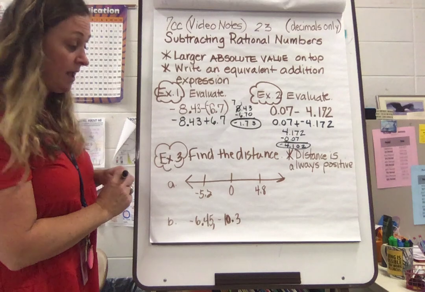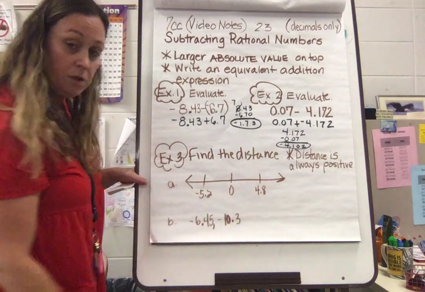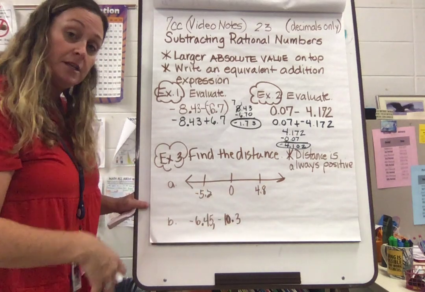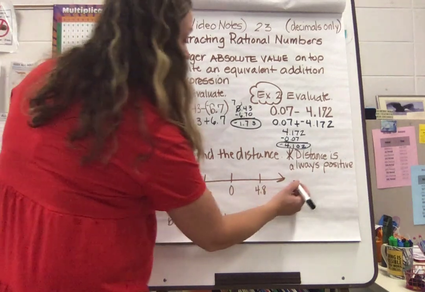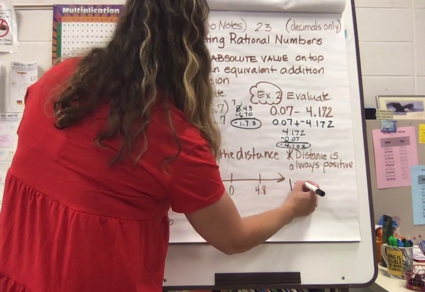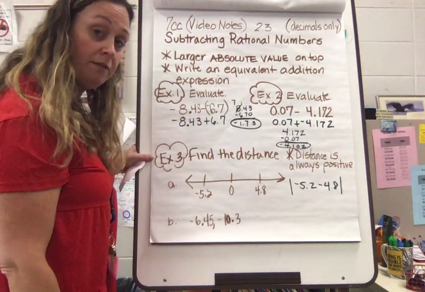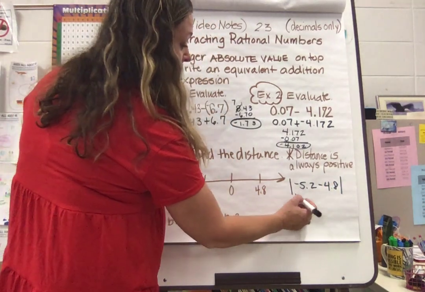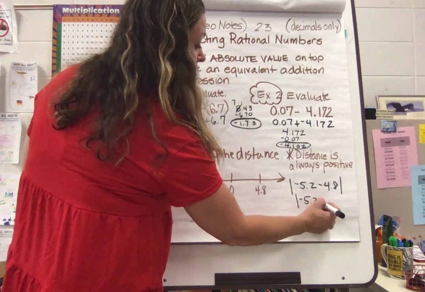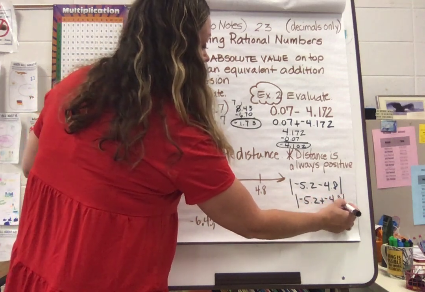In example 3a, I'm finding the distance between these two ordered pairs. I go ahead and subtract them, but I make sure I keep the absolute value. So the expression I write is negative 5.2 minus 4.8. I rewrite that expression using an equivalent addition expression as negative 5.2 plus negative 4.8.